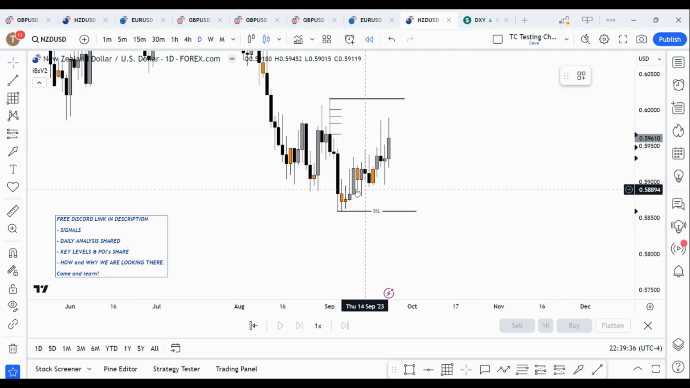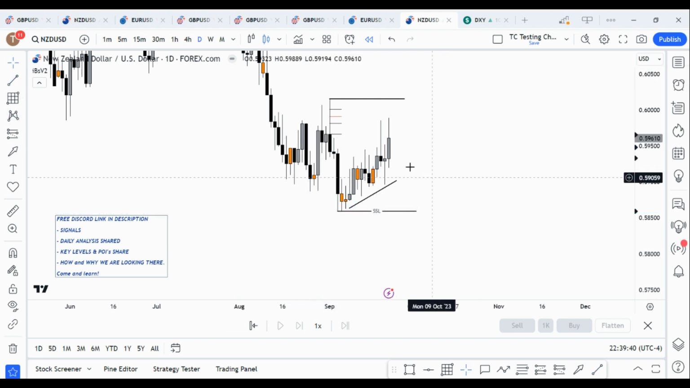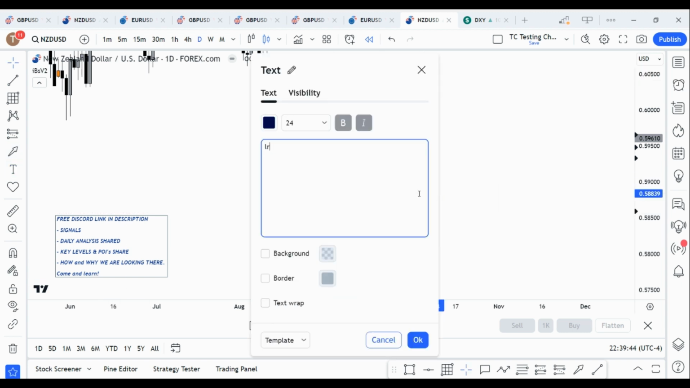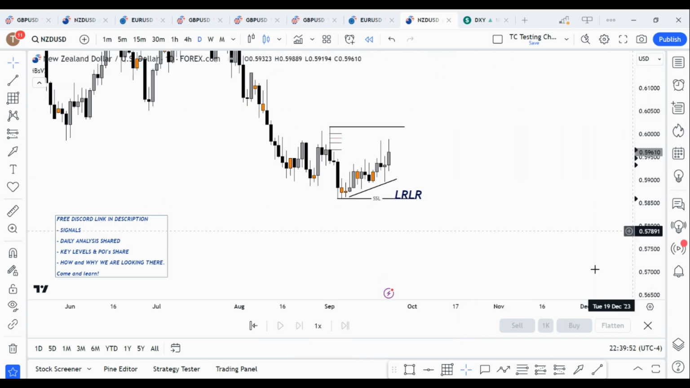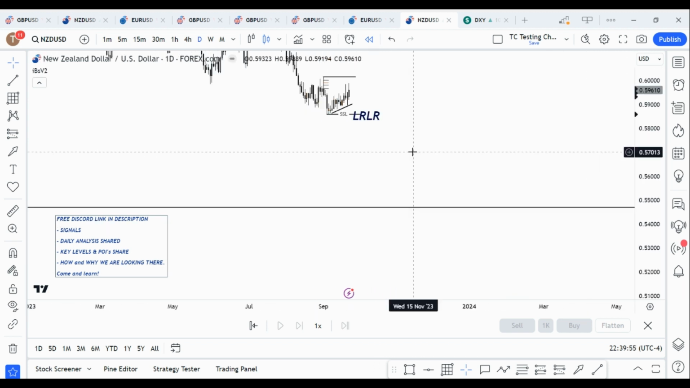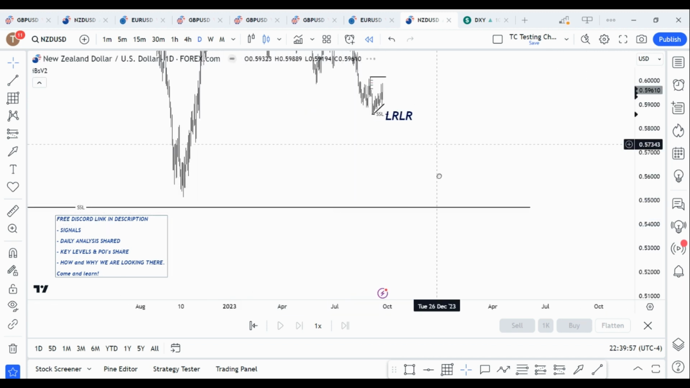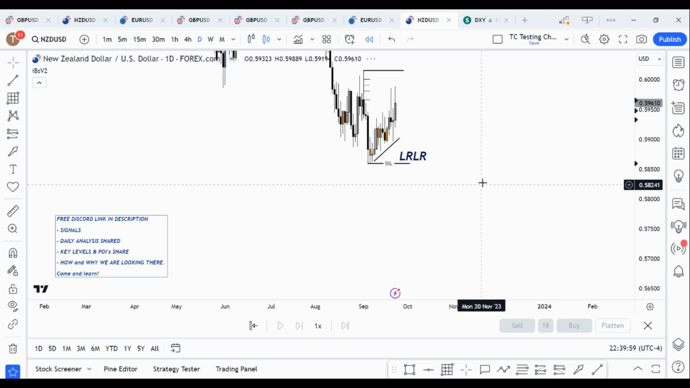As you can see here, we have sell side liquidity, which is also clean stacked lows on this time frame, which would give us our low resistance liquidity run. So this is our more short-term target on the daily and 4-hour time frame, as opposed to our more longer-term targets on our monthly time frames down here.